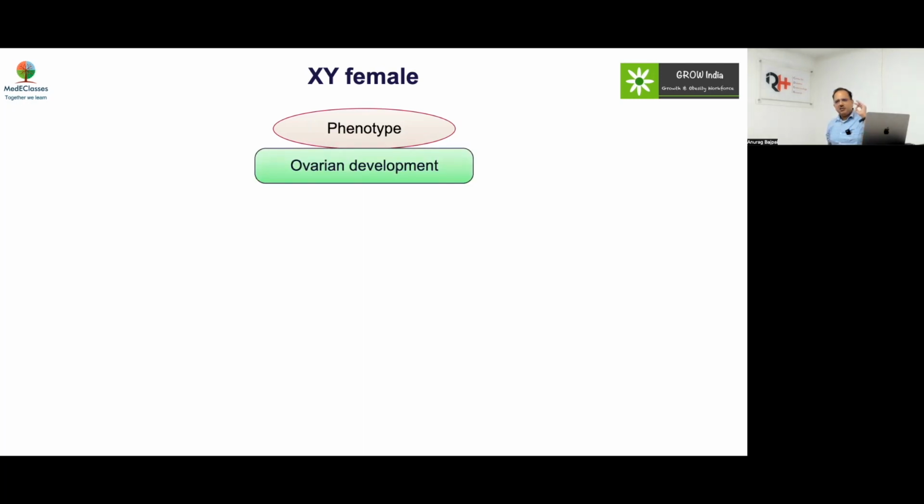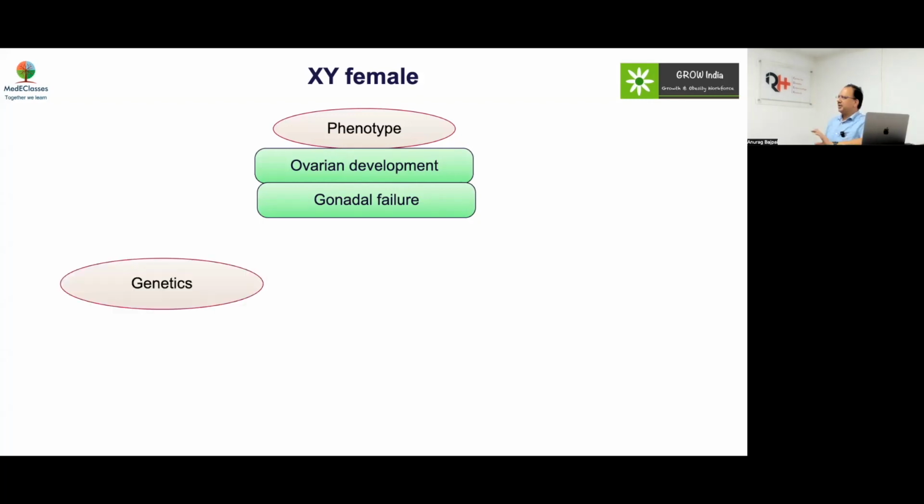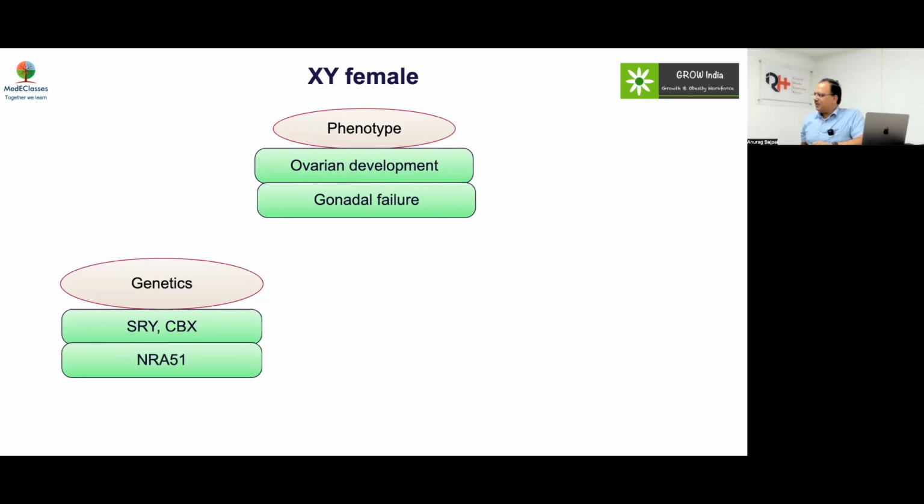So when we say XY female, we say complete female. So it's not that it's just a DSD. The ovaries have developed, which means the testis is not developed at all. There would, however, be a gonadal failure. As XX males are infertile, XY females are also infertile because you need so many other genes other than a single factor. The common genetics include SRY and CBX defect and rarely NR5A1. So these are so extreme that they will present this way.